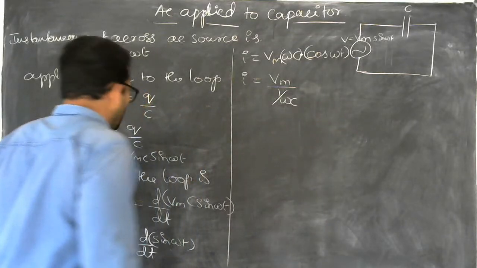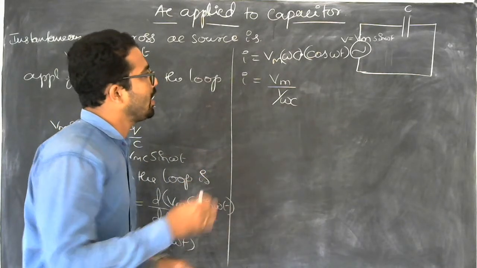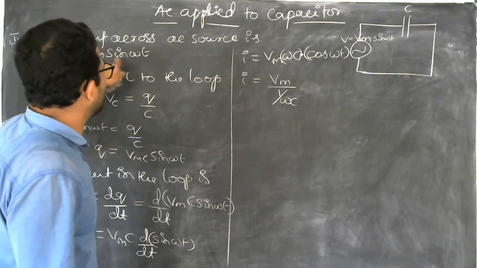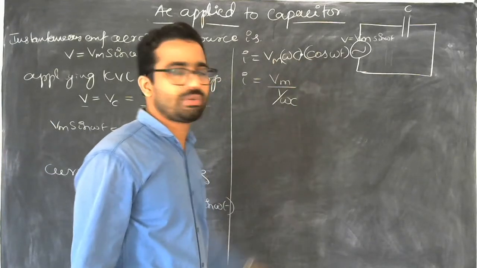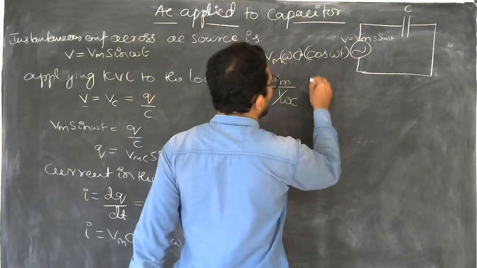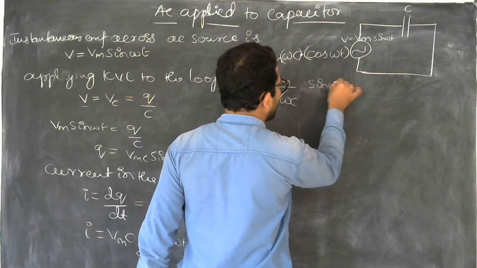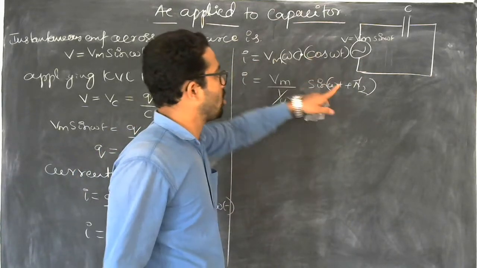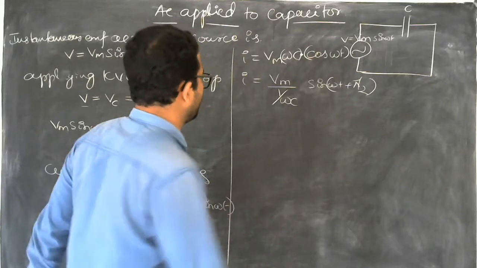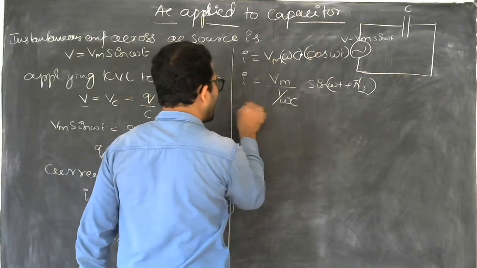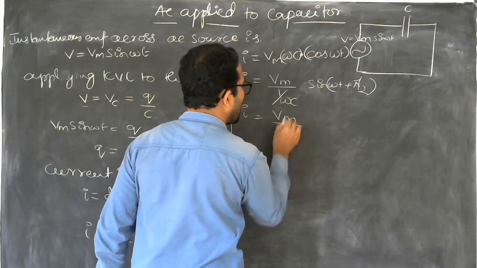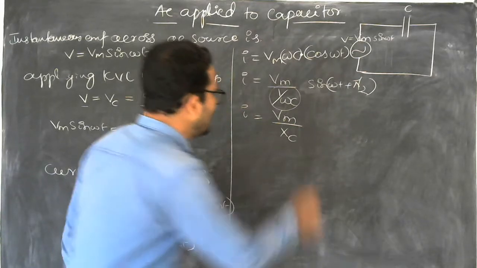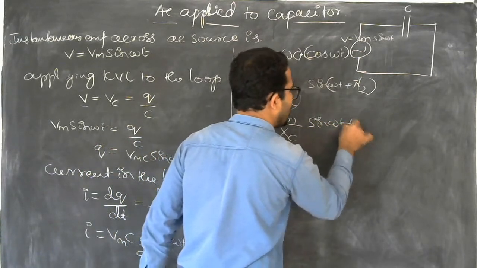So I need some reformation there, because voltage is in the form of sine. That is why I should change the cos. So I can write cos omega t as sin of omega t plus phi by 2. Cos omega t is also equal to sin of omega t plus phi by 2. I will rearrange. So I is equal to Vm by, instead of writing 1 by omega C, I am writing this as Xc, into sin of omega t plus phi by 2.